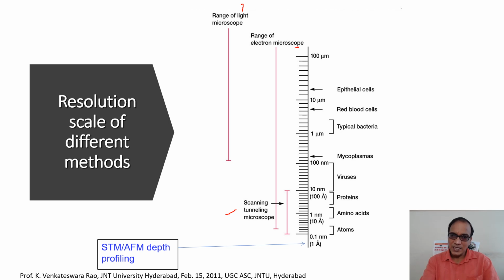However, the STM range can go lower to 0.1 nanometer, and even to the 1 angstrom level. AFM depth profiling can be done along with STM in this range. So we can analyze atoms, amino acids, proteins, viruses. These are the ranges we are seeing in the right part; there you see the range of tissues, proteins, etc. So on the basis of the target organ or target, we can select the parameters depending on the resolution of a particular technique.